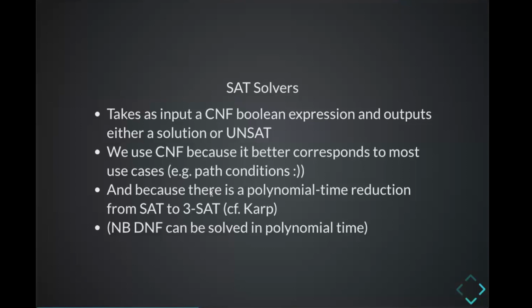The fun fact here is that disjunctive normal form can actually be solved in polynomial time. So that begs the question, why don't we use DNF instead? Apart from the fact that it doesn't correspond to most of the use cases, the main reason is that no known algorithm exists to transform an arbitrary Boolean formula to disjunctive normal form. In most of what we discussed in the last 2 slides, finding such an algorithm would actually imply P is equal to NP. So it's very likely that we'll never find it.